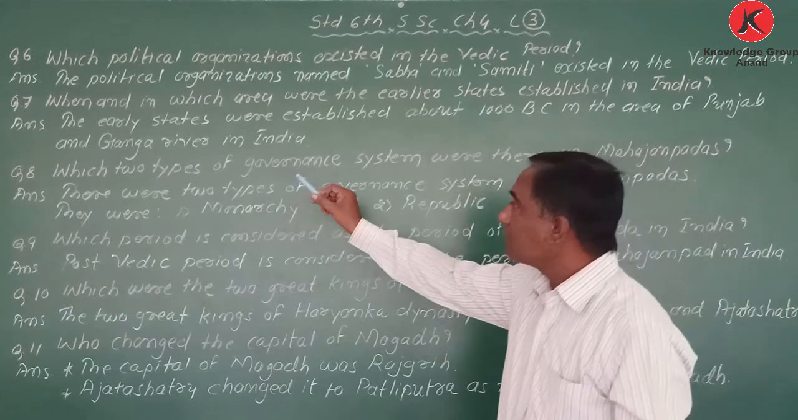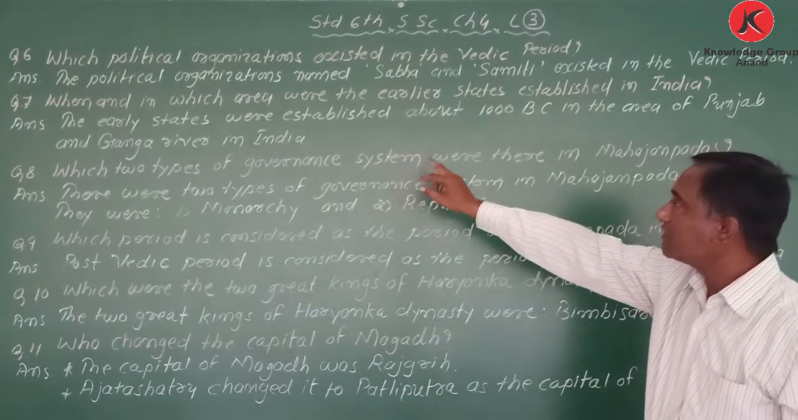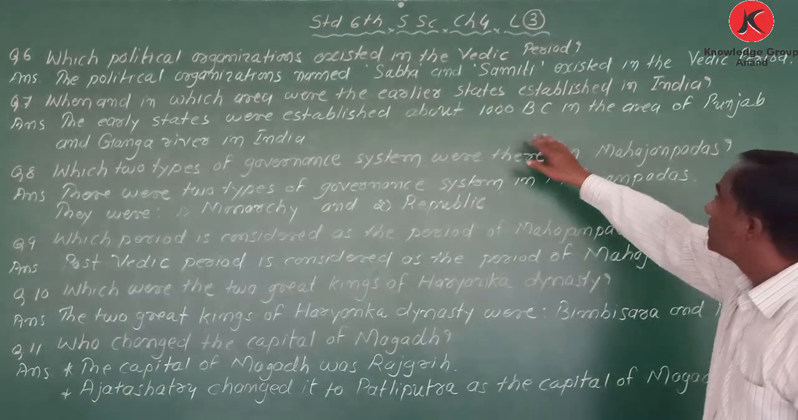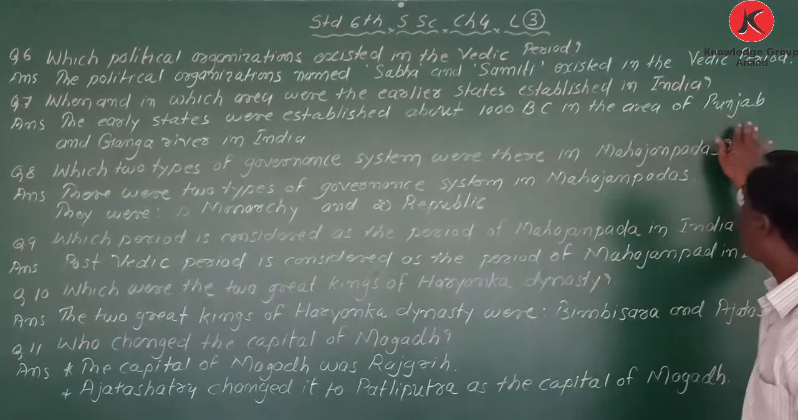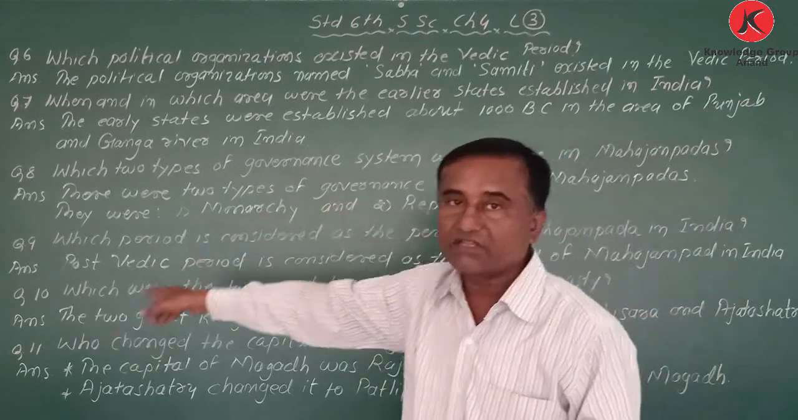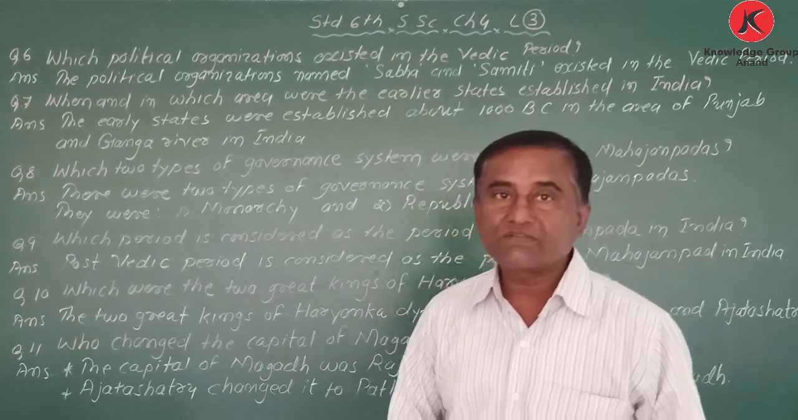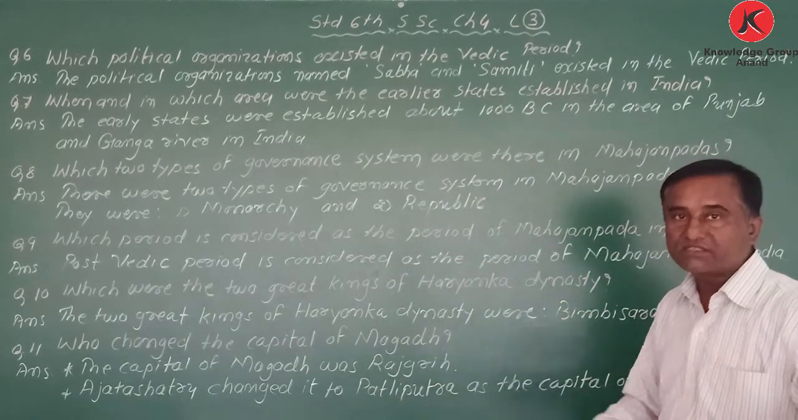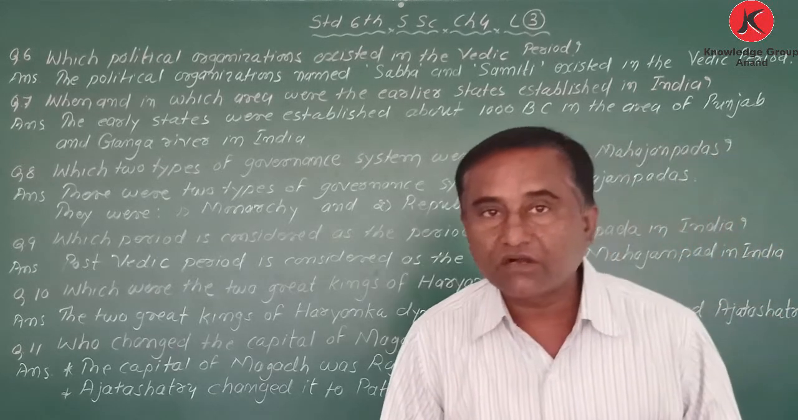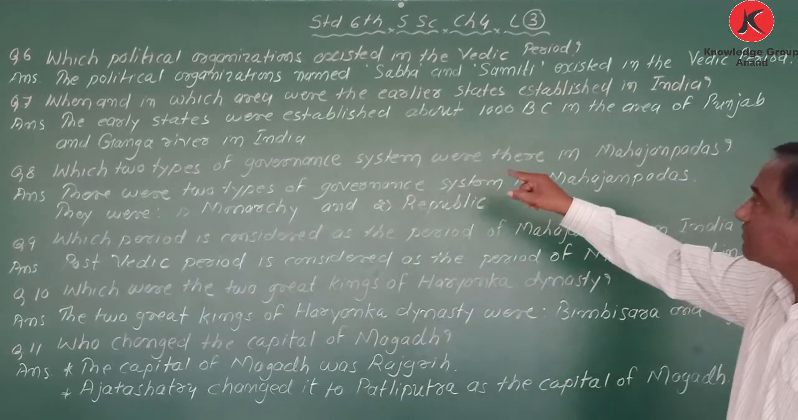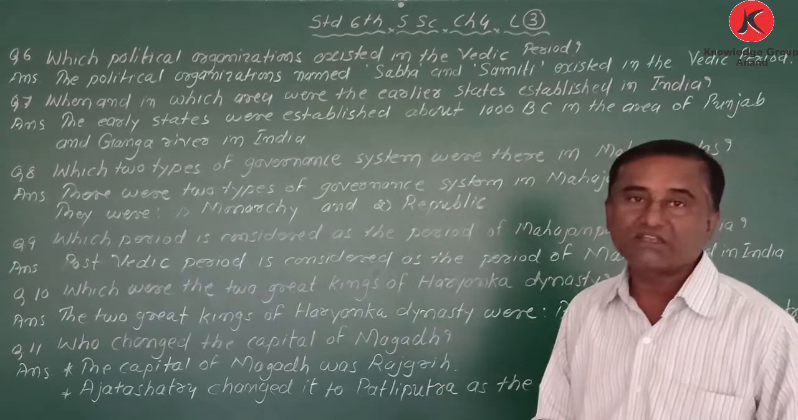So the answer: the early states were established about 1000 BC. 1000 BC means before Christ. And where? In the area of Punjab and on the banks of river Ganga. The early states were established about 1000 BC in the area of Punjab and Ganga river in India.